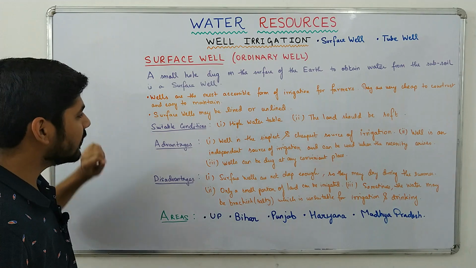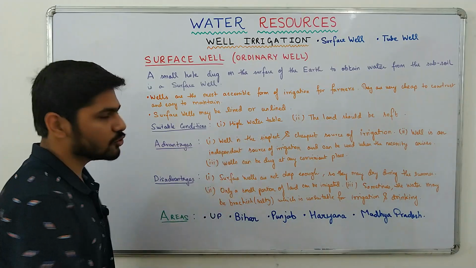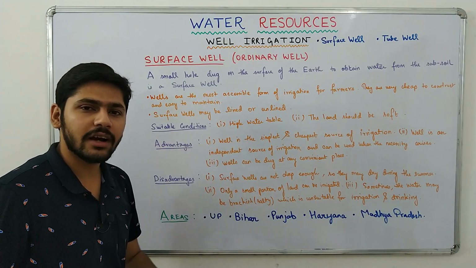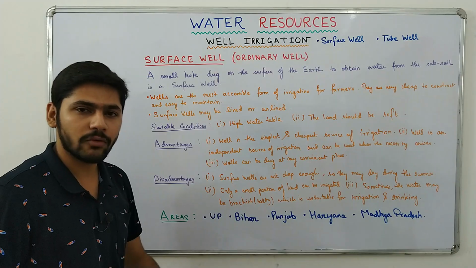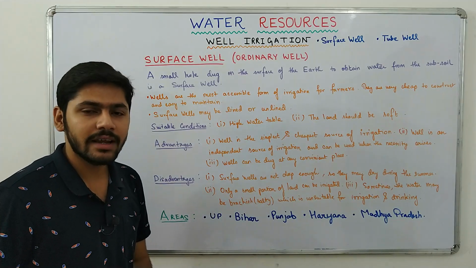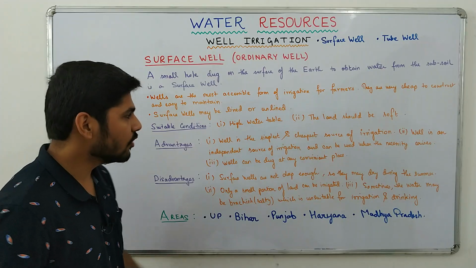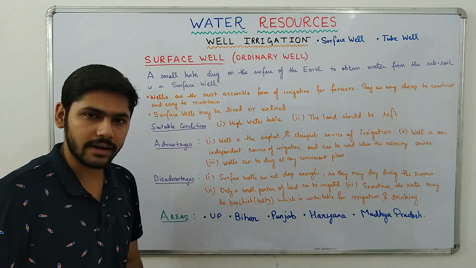Then, what are the suitable conditions for wells? First, the water table should be high. Now, if we are digging a hole into the ground to obtain water, if the water table is high, it will be very easy to obtain water. If the water table is low, it will be very difficult to obtain water. So, a high water table is required.